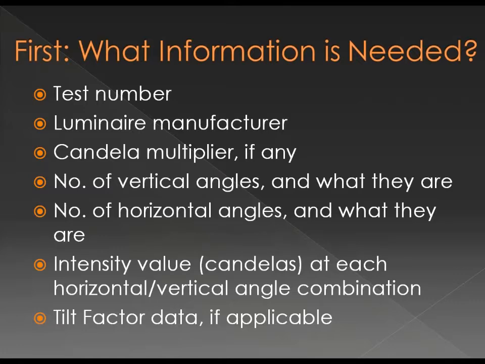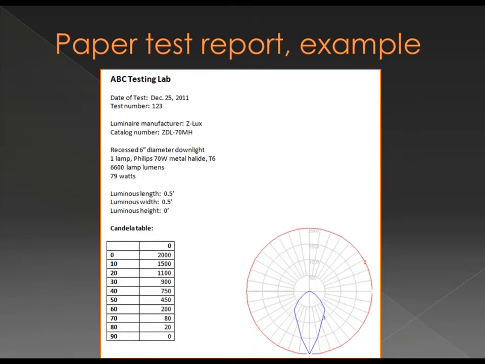Here's an example which I made up for this presentation of what a very basic paper report might look like. Based on this, we have a 6-inch diameter recessed downlight. There's one lamp, 70-watt T6 metal halide, which has 6,600 lamp lumens. The luminaire has 79 watts. And most important, we have a candela table showing the candela values, or intensity values, at the various horizontal and vertical angles from the test report. So let's go to Photometric Toolbox and create a new file for this pretend luminaire.